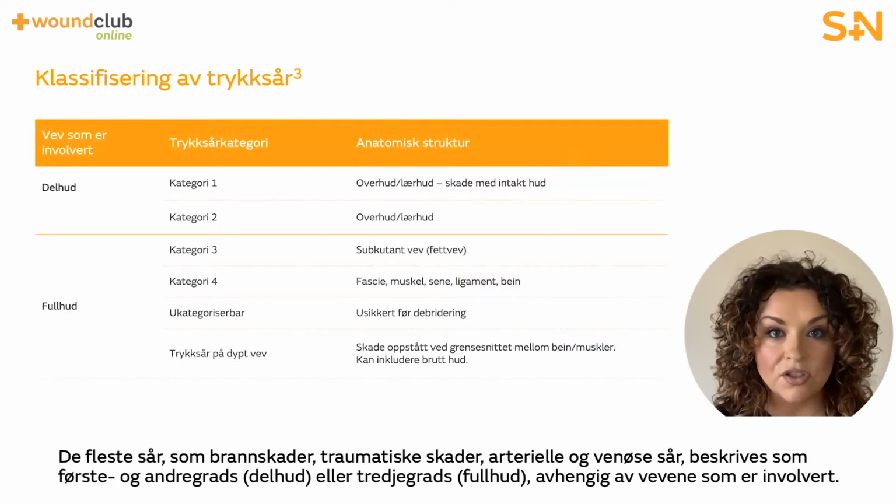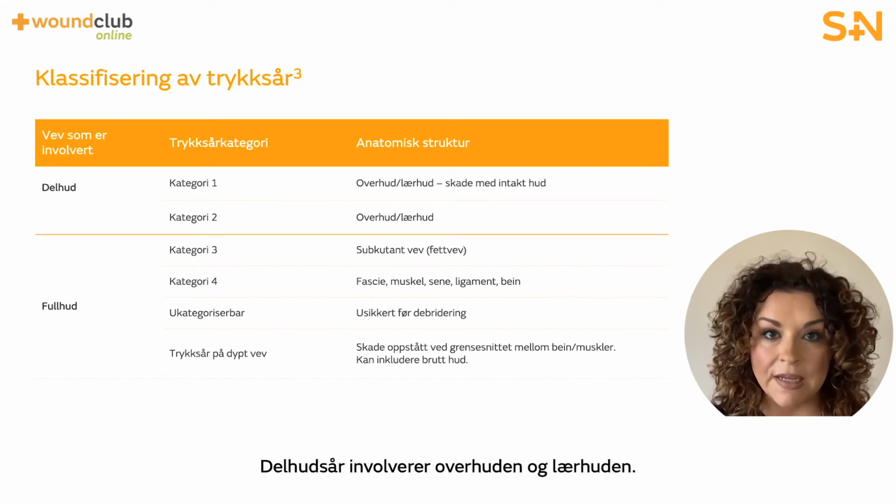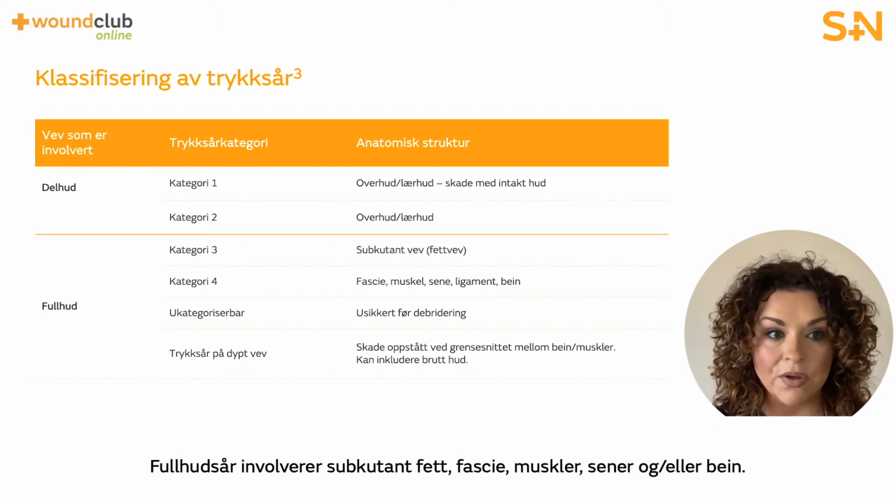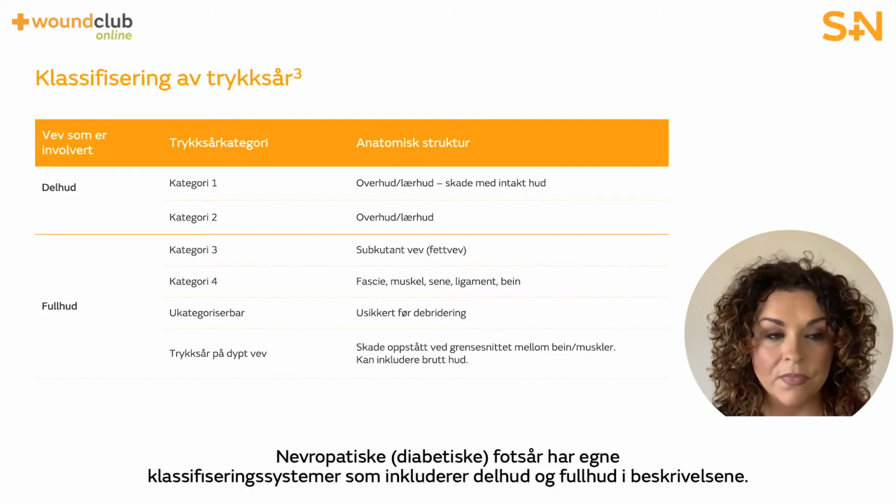Most wounds, such as burns, traumatic injuries, arterial and venous ulcers, are described as partial thickness or full thickness, depending upon the tissues involved. Partial thickness wounds involve the epidermis and the dermis. Full thickness wounds involve the subcutaneous fat, fascia, muscles, and/or bone. Neuropathic or diabetic foot ulcers have a separate classification system, which include partial and full thickness in the descriptions.